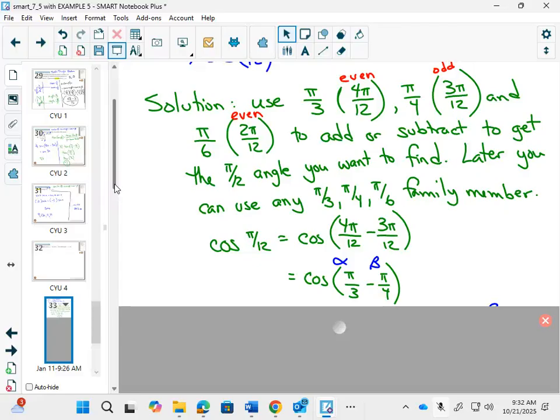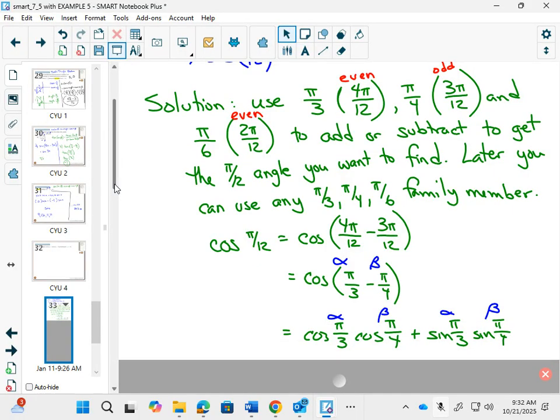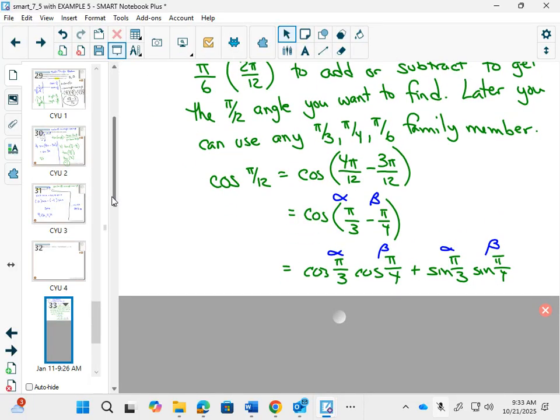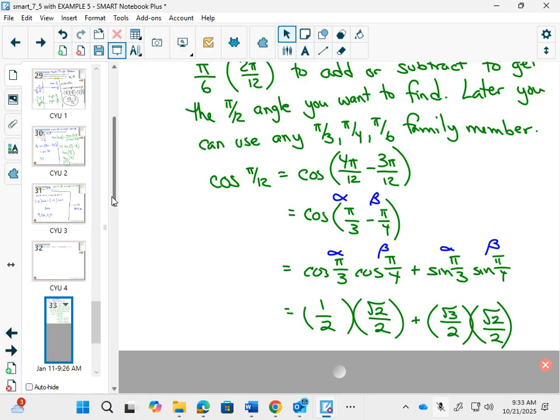So if I write that as the right-hand side, it gets bigger, because then I'm going to have cos alpha cos beta plus sine alpha sine beta. But now this is just a pi plate question. All of those are on your pi plate. You know what cos of pi over 3 is. That's a half. You know cos of pi over 4. That's root 2 over 2. Sine of pi over 3 is root 3 over 2. And sine of pi over 4 is root 2 over 2. So our next step is we can just replace each of those with the values from the pi plate.